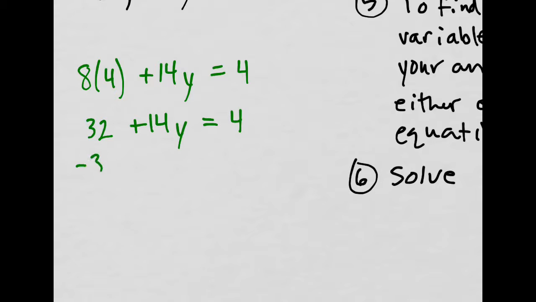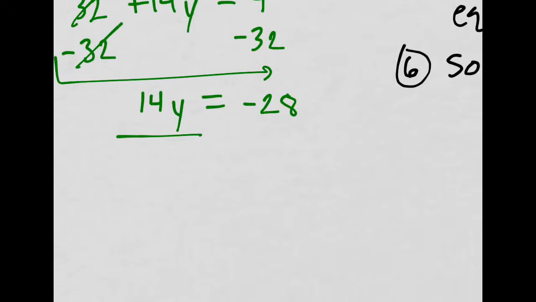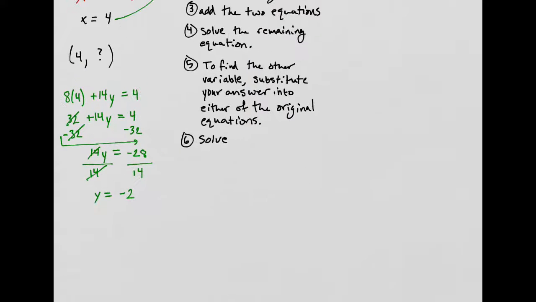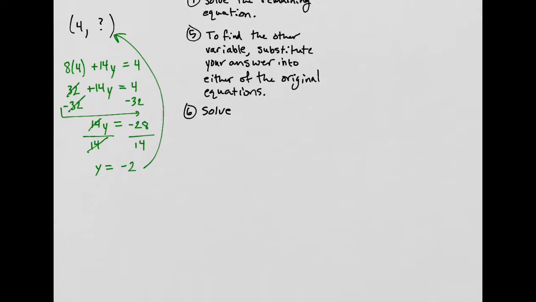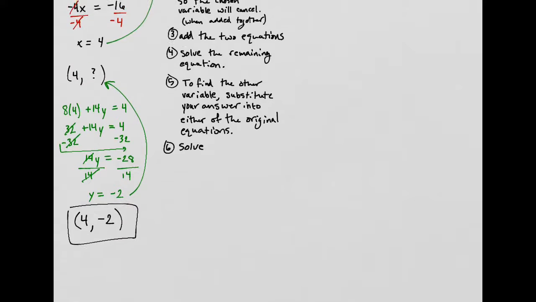I will subtract 32 from both sides. Move that over, that goes away. I have 14y equals negative 28, because 4 plus a negative 32 is negative 28. Divide by 14, divide by 14, and we have y equals negative 2. So my final answer is 4 comma negative 2. And that's the point where these two lines intersect. And then we're done with this video.